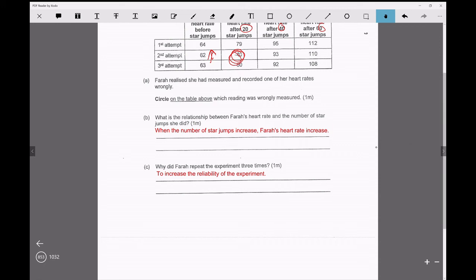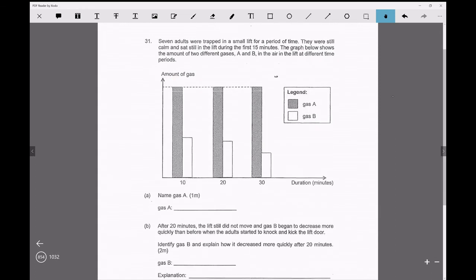Okay. So when you have more sample size, there are 2 ways. One is to repeat the experiment a few times. The second one is to have a bigger sample size. That means more things participating in it. Okay, let's go to 31.